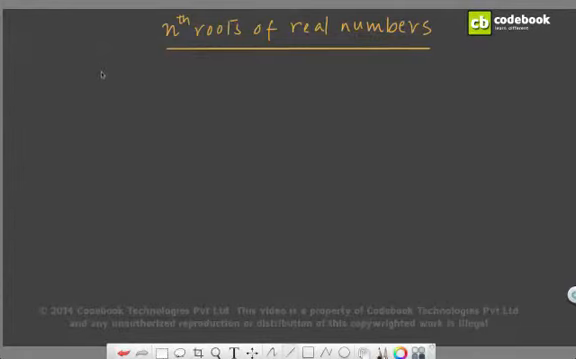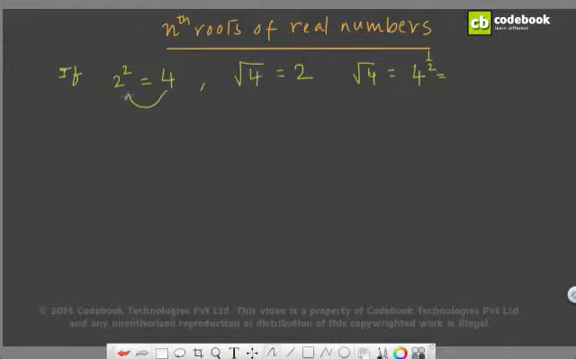In this lesson, we will learn about nth roots of real numbers. Let us begin by observing the following. If 2 power 2 is equal to 4, then we say square root of 4 is equal to 2. So what we are saying over here is root 4 is nothing but 4 power 1 by 2, which is equal to, we know 4 is 2 square. So 2 square whole power 1 by 2.